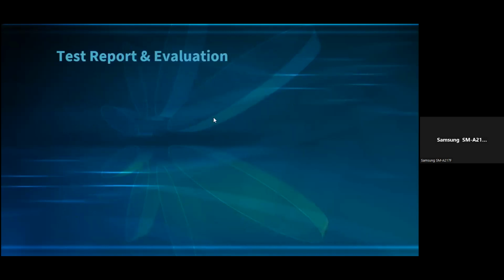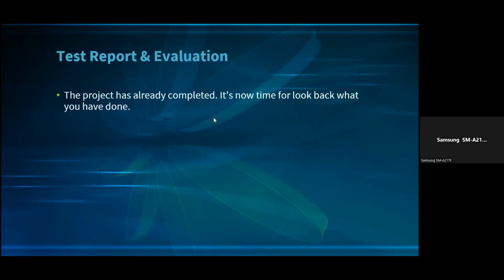So that takes us to test report and evaluation. The project has already completed. If you remember, test report and evaluation, it is now time to look back at what you have done. So this is where we are collating our exit criteria, our reporting. We are evaluating it, analyzing what we have done. We need to look back.